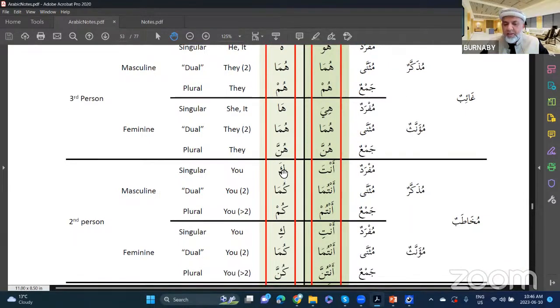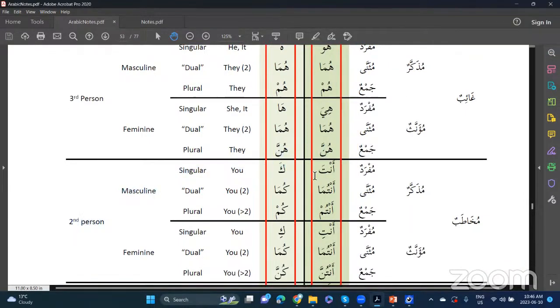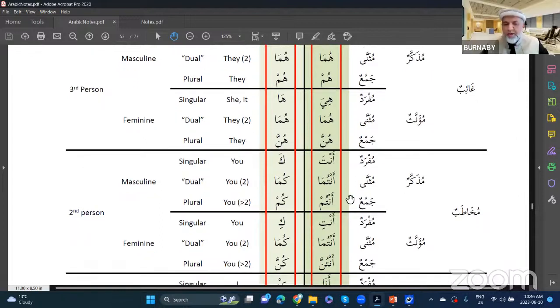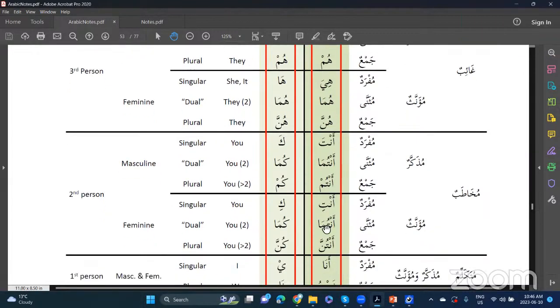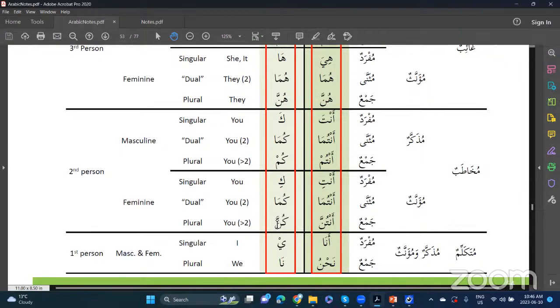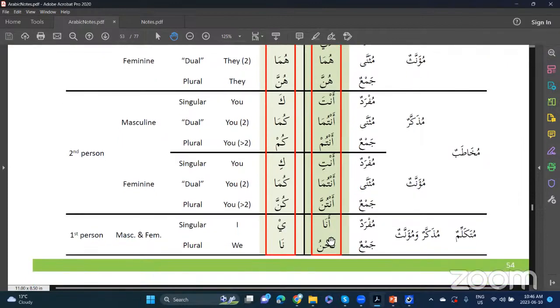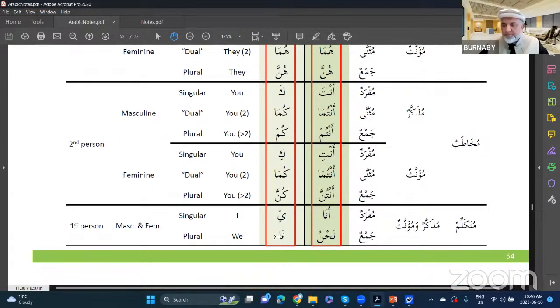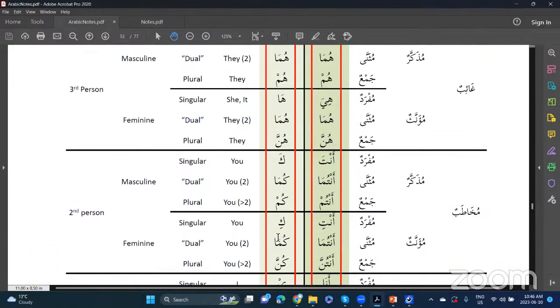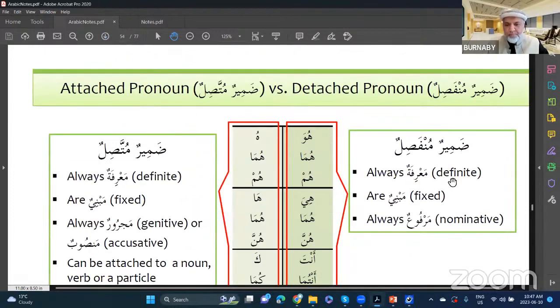Anta, when it goes into the attached pronoun, it only becomes ka. Anta becomes ka. Antuma becomes kuma. Antum becomes kum. Anti, ki. Antuma, kuma. Antunna, kunna. Ana becomes ye and nahnu becomes na. Agree? So far, so good? Yes. Okay. Now, look at this one.